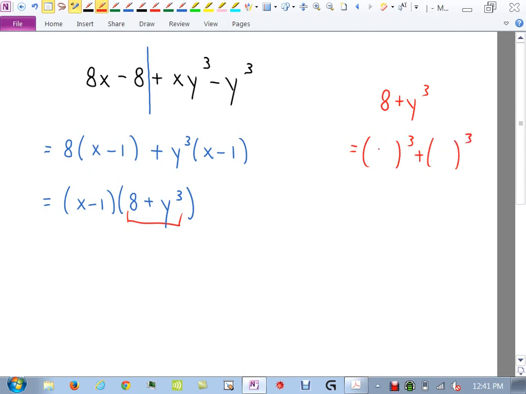2 cubed is 8, and then y cubed is y cubed. So that should work, right? A here in the formula, A is what? 2, and B is y.